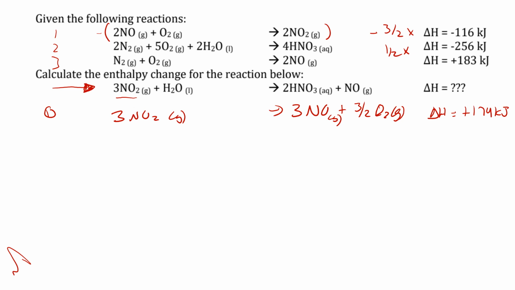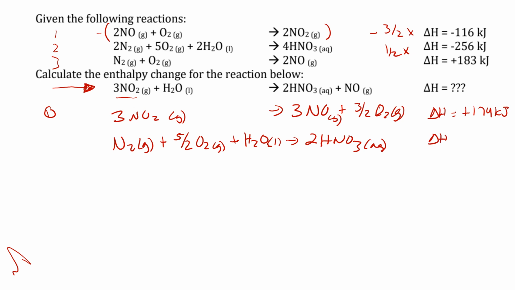So it's going to be N2 gas plus 5 halves O2 plus H2O liquid produces 2HNO3 aqueous. Then my delta H will be negative 128 kilojoules. All right.